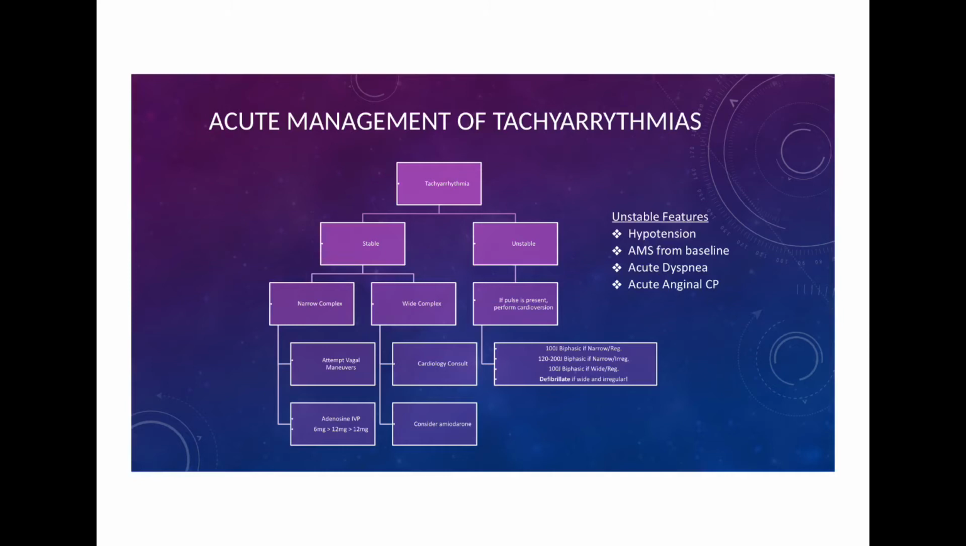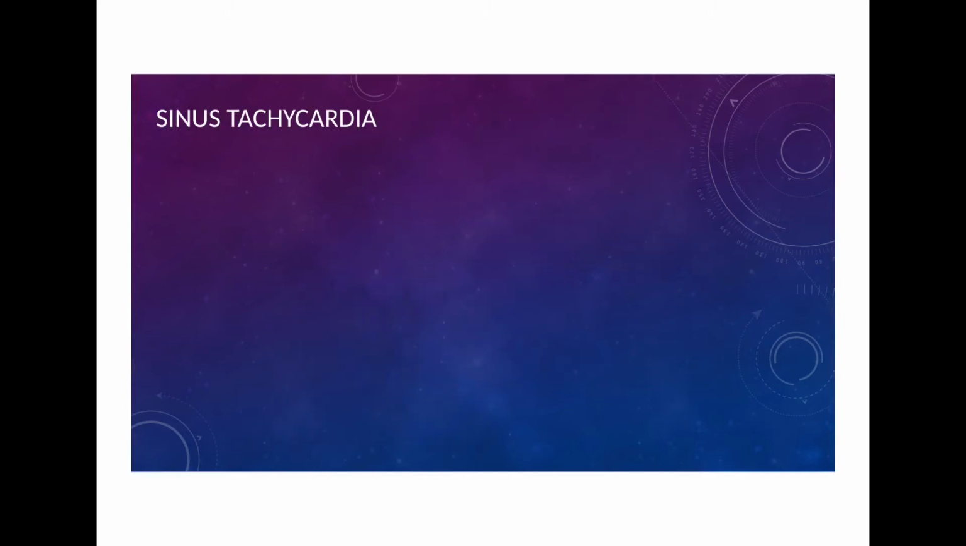If you're looking at wide complex rhythms, you almost always have to involve cardiology. They'll most likely direct you to either give amiodarone as a bolus or electrically cardiovert them, but long term they may need an ICD placement or ablation of that ventricular tachycardia.